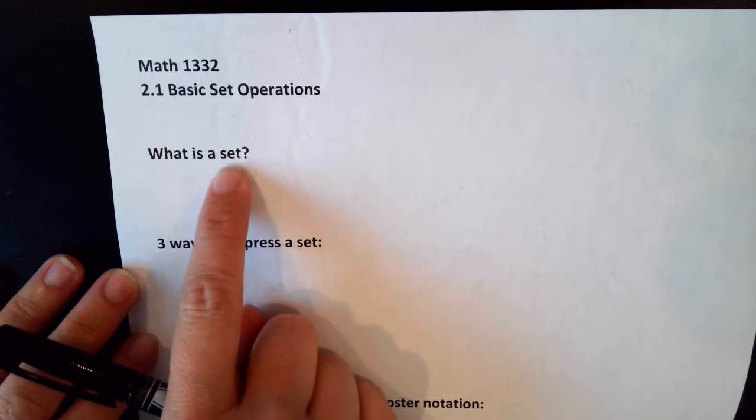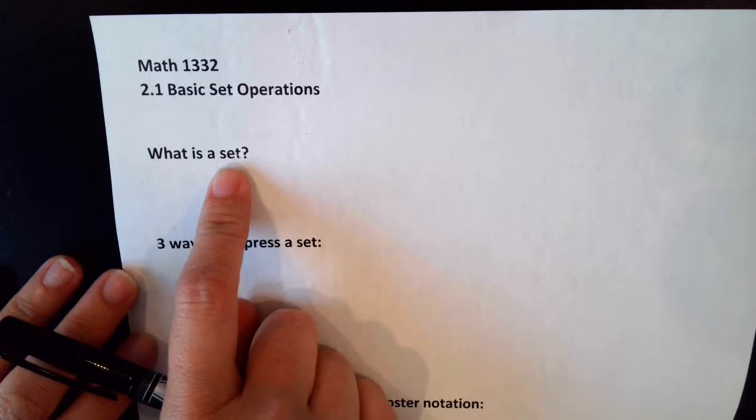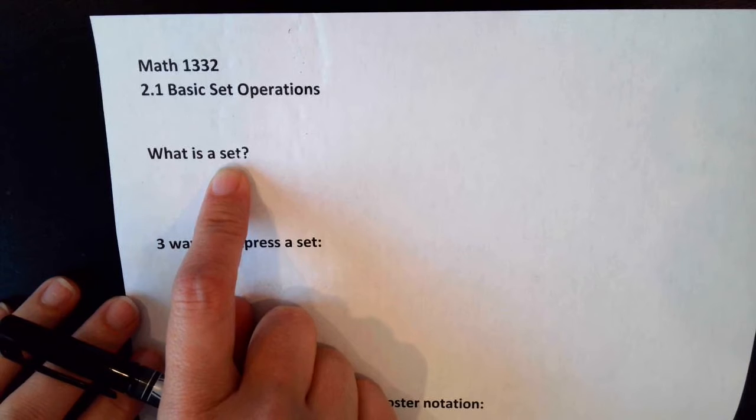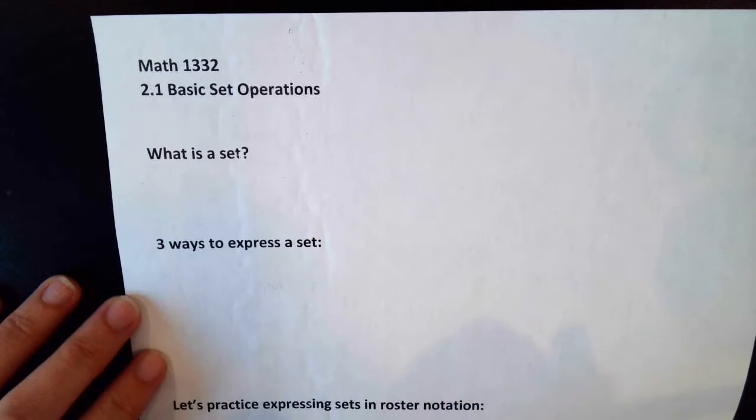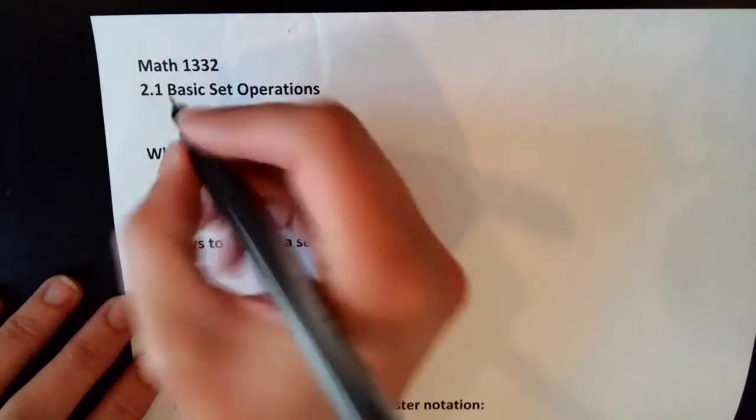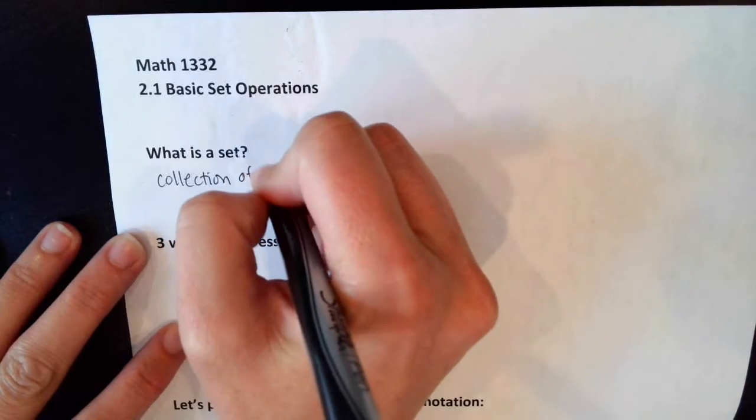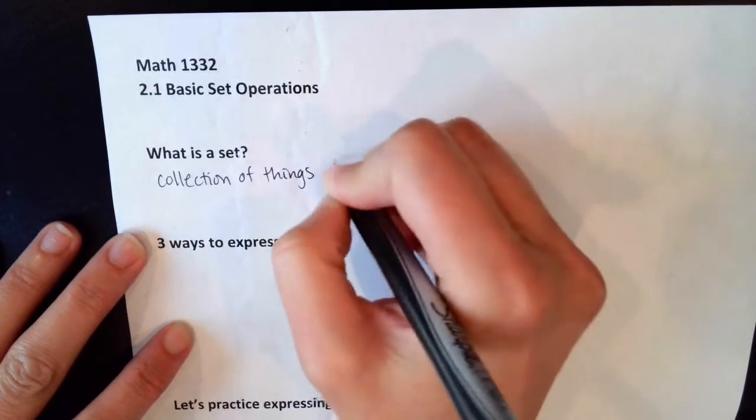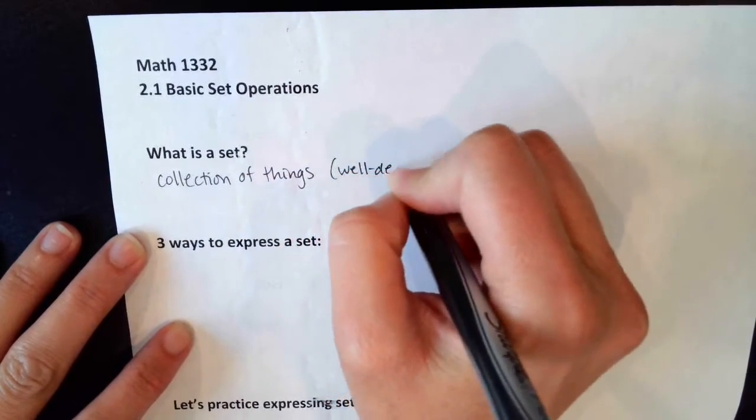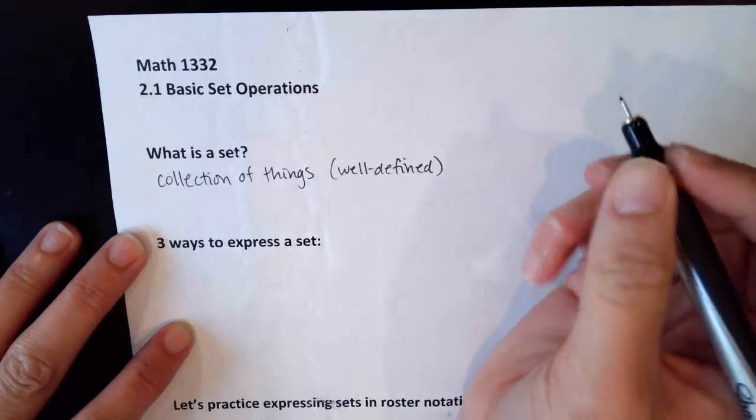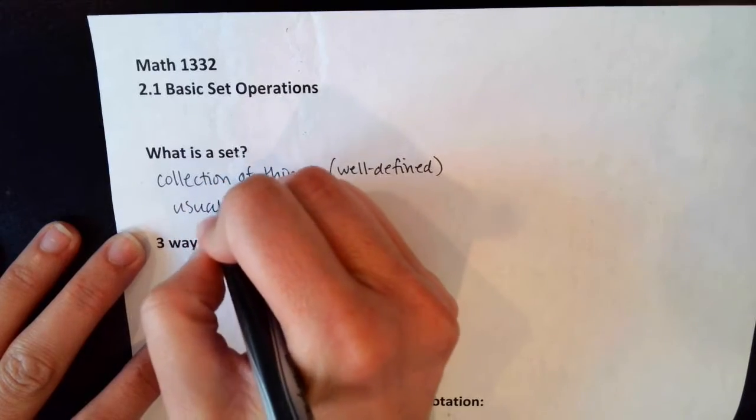So first you need to know what is a set. A set is just a collection of objects, like think about things that you can put in a bucket and carry around with you. It needs to be well defined, and usually the things relate to each other. Sometimes they don't, but usually they do. And we'll talk about that in a second.